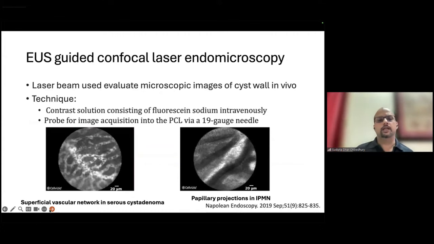The technique involves administration of a contrast solution consisting of fluorescein dye, fluorescein sodium, intravenously, and a probe is inserted through the 19 gauge needle into the cystic lesion. And as you can see on the left side, this is a superficial vascular network. As you can see, it is quite pathognomonic of serous cystadenoma. And even in IPMN, without having to do much aspiration, I think you can diagnose papillary projections in the IPMN. So it's an additional tool. Significant cost constraints have limited its widespread use.